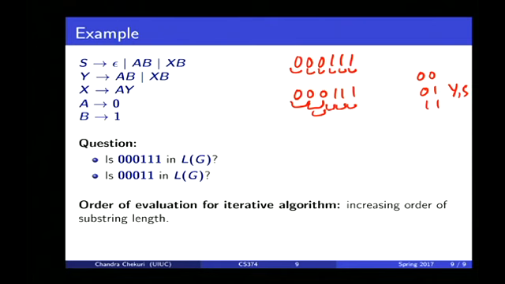Now we go to the substrings of length 3. We are done with substrings of length 2, right? Okay, now we have to go to substrings of length 3. There are 3 substrings: 0, 0, 0, then 0, 0, 1, then 0, 1, 1, and so on. Lot of work, right? That's why I say cubic time.